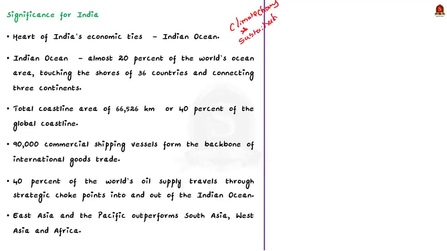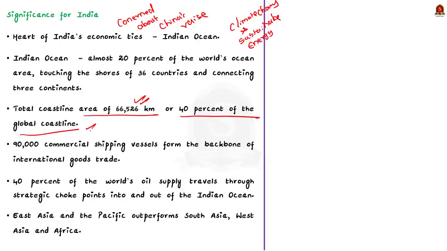See, the heart of India's economic ties in the Indo-Pacific is rooted in the Indian Ocean. The Indian Ocean is almost 20% of the world's ocean area, touching the shores of 36 countries and connecting 3 continents, that is Africa, Asia and Australia. And the Indian Ocean has a total coastline of 66,526 kilometers, or 40% of the global coastline.